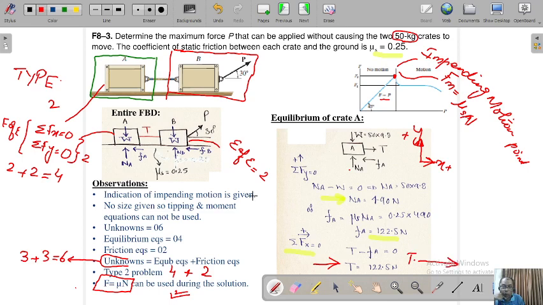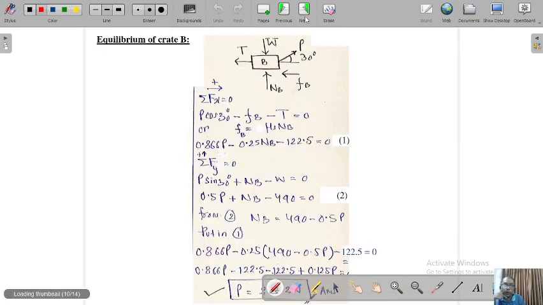Now when we go to block B or the crate B, what is going to happen? We remember that we have calculated t as 122.5 Newton towards the positive x. Now you go to block B. When we go to block B, the sense changes. It means that this t in equilibrium of crate A was towards positive x, but now this t is towards negative x. So when we go for frames and machines, we will see that this is an internal reaction force. This t is the internal reaction force.